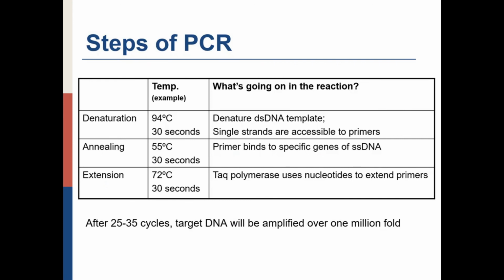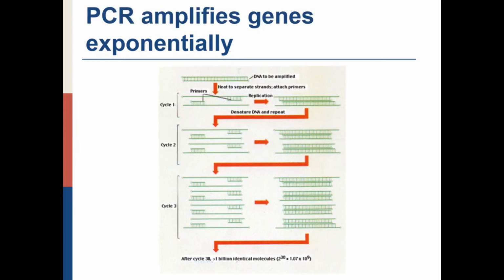Okay, so we have three different steps of PCR. You have your denaturation, which breaks the DNA apart into single strands to make it available for the primers to attach, which takes place in the annealing step, where the primer binds. And then you have your extension, which extends the primers using Taq polymerase and the nucleotides. We'll do that 25 to 35 cycles, and at that point the DNA will be amplified over 1,000,000-fold. Here's just a picture of the cycle.